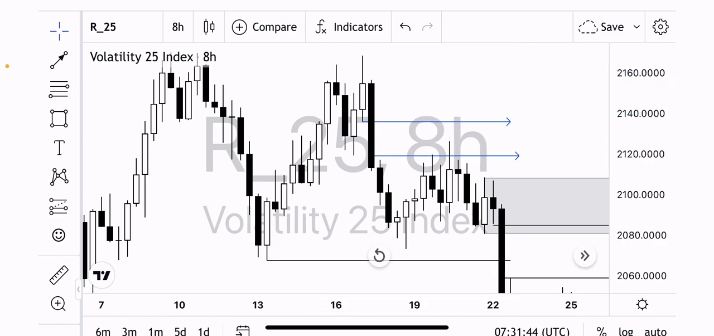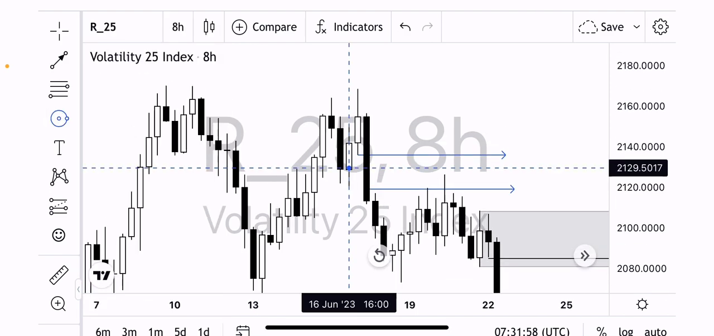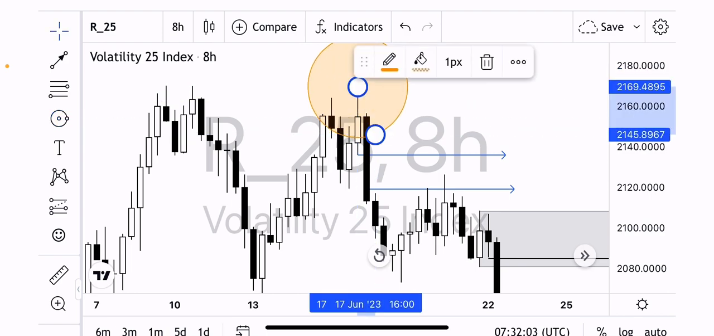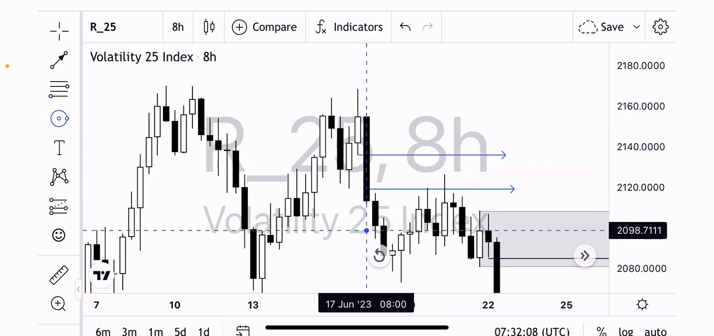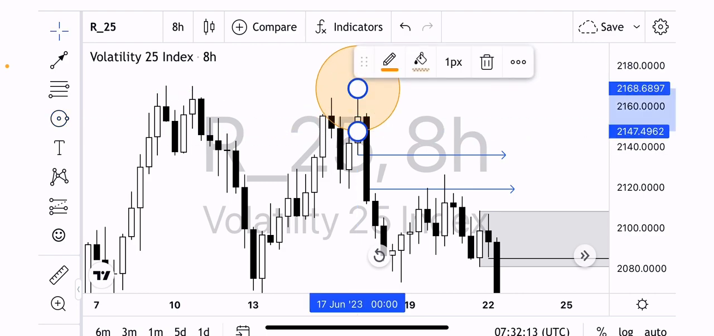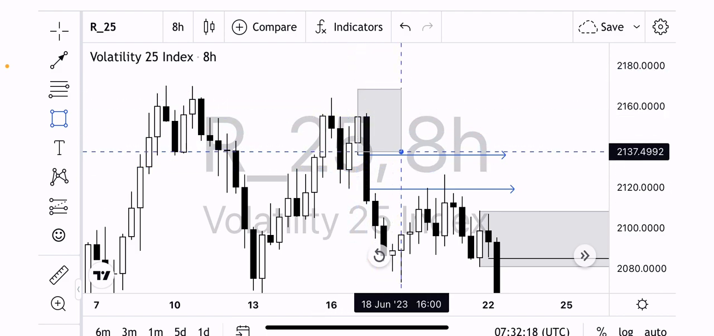See what the market used here. The market used 50% of the fair value gap to continue to the downside. Now, you will mark out your order block as this. And you see the market did not get to the order block. Why? Because it used the fair value gap as a continuation to the downside.